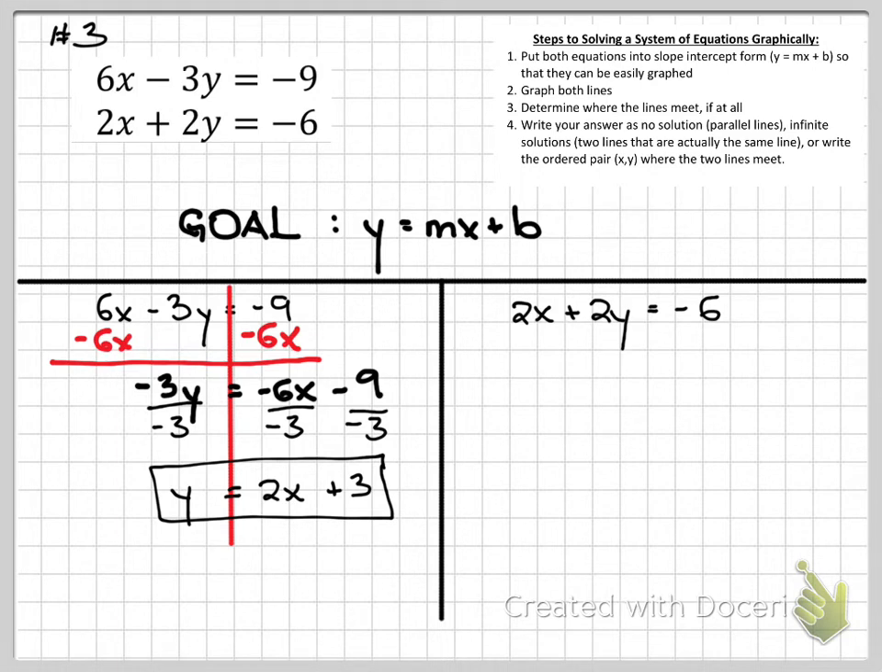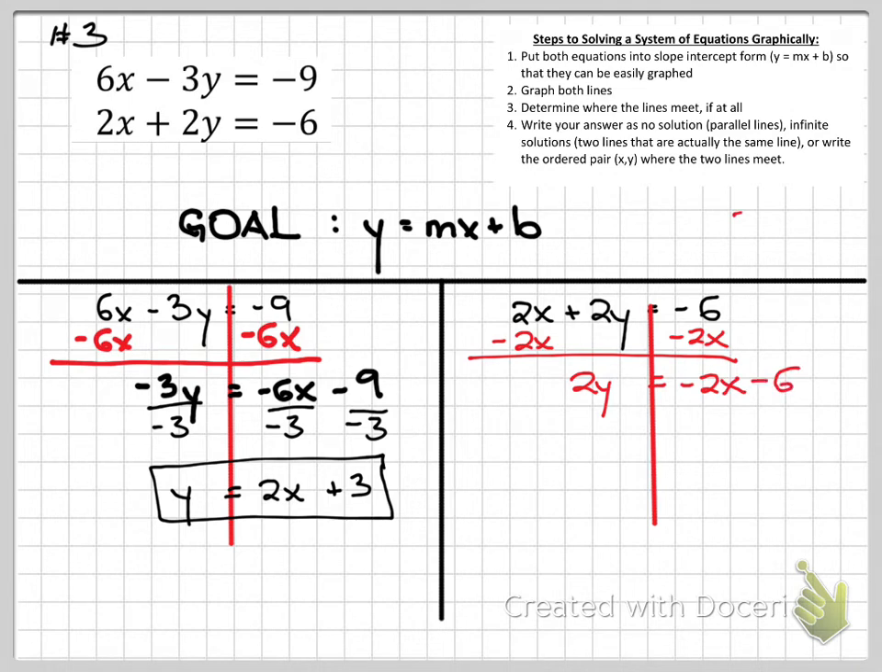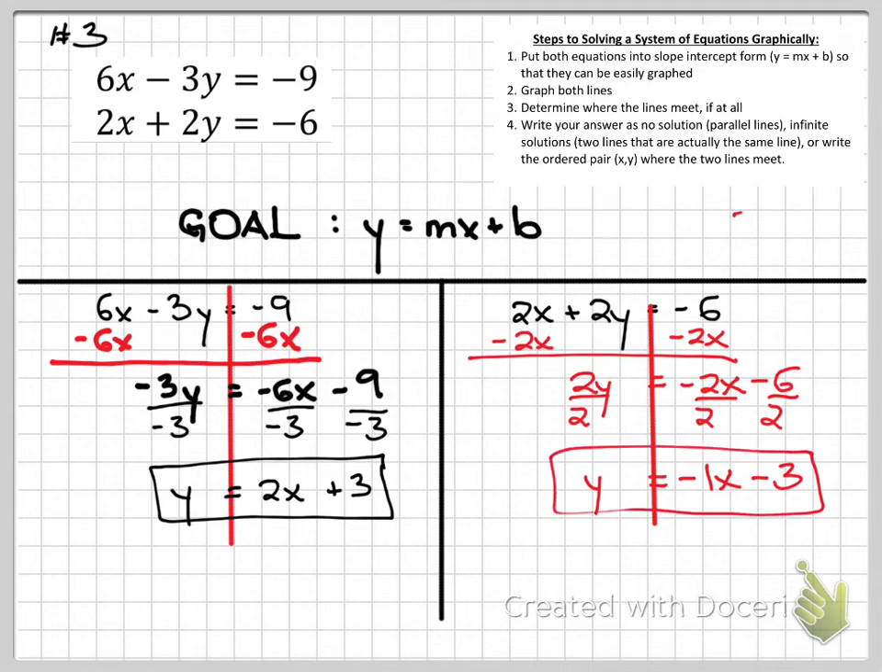Okay, so let's do the other equation. So once again, we will draw a line through our equal sign. We will subtract 2x from both sides. Then we have 2y equals negative 2x minus 6. Then everything is going to get divided by 2, so we get y is equal to negative 1x, or negative x, minus 3. So these are our two equations.